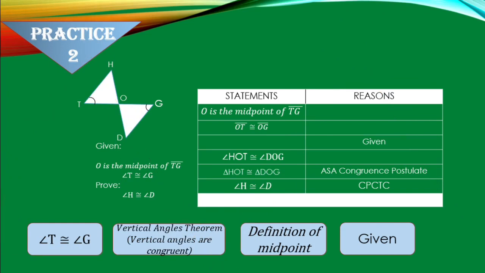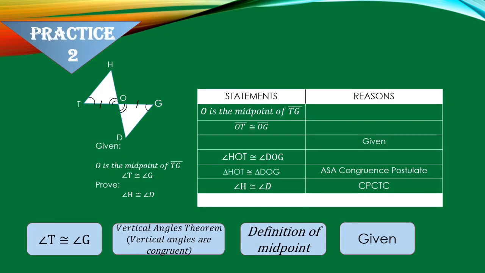Practice exercise number 2. O is the midpoint of segment TG. Angle T is congruent to angle G. Prove that angle H is congruent to angle D.